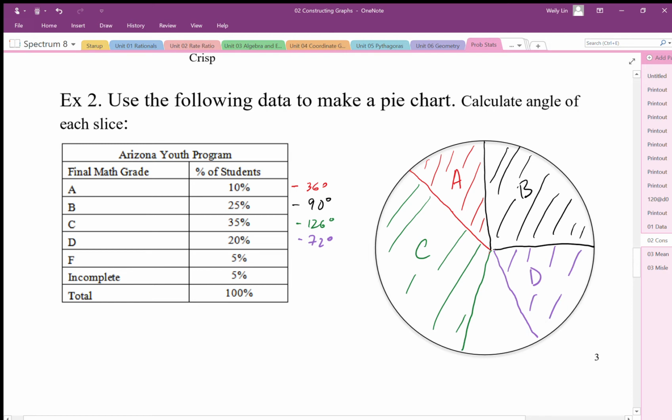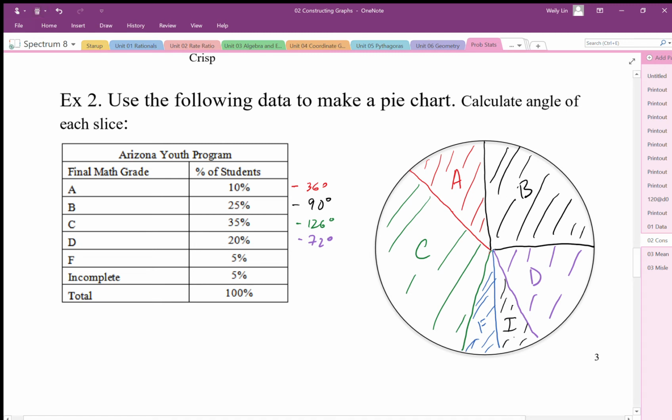And the F and incomplete are going to represent the last 5%, 5 and 5. Let's choose a color here. Let's go with blue. Okay, so we have our F. We don't want to be failing our courses here, but there we go. And then we have our I's in there as well. Now the I's in black.